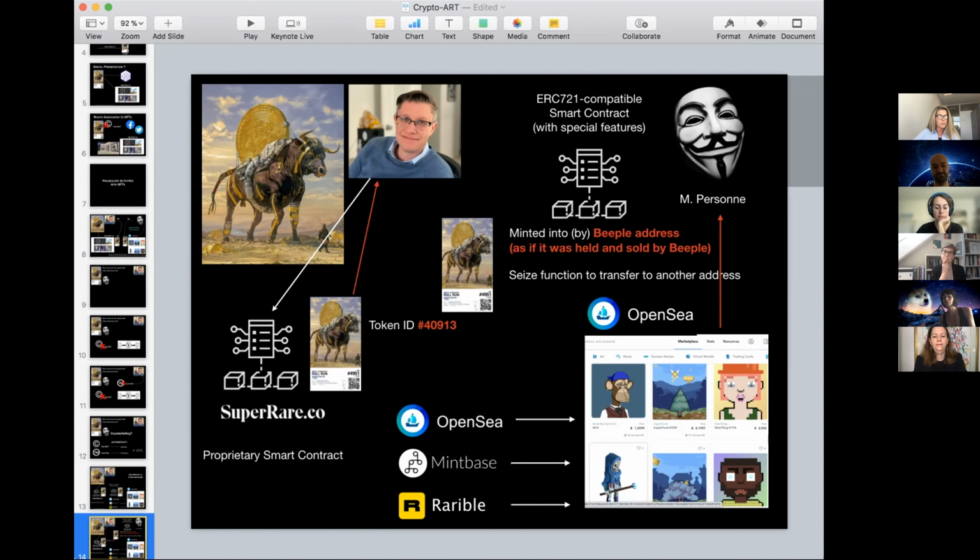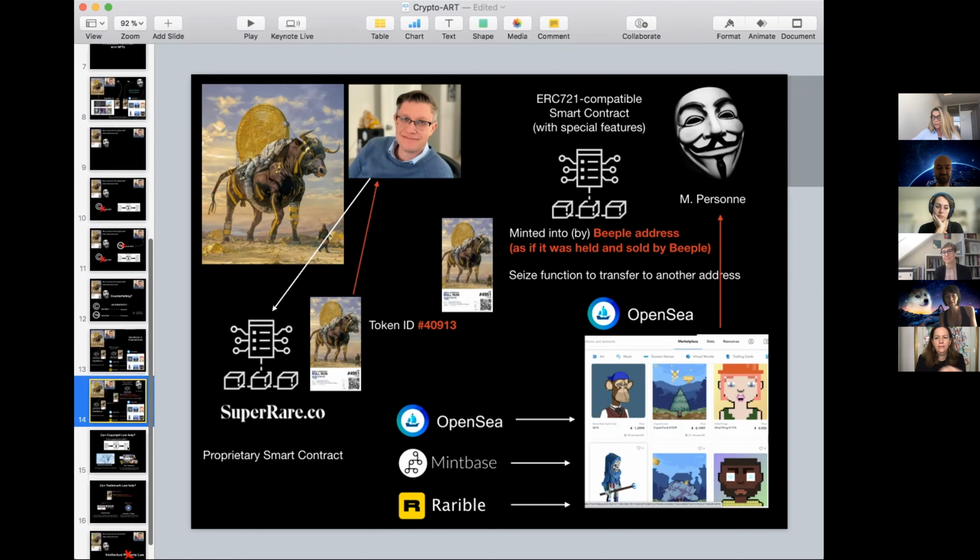And this enabled him to create a particular NFT which shared the same token ID as one particular NFT that had been created by Beeple on a different NFT platform, and also signaled that that NFT was minted into the address of Beeple. And so anyone visualizing this NFT through those different platforms that recognize that standard would see this NFT, which basically looked exactly the same as if it was the NFT made on the original platform by the original author. But this smart contract had an additional feature which actually enabled him to seize the artwork in order to receive the funds, instead of sending them to the address into which it had been minted.